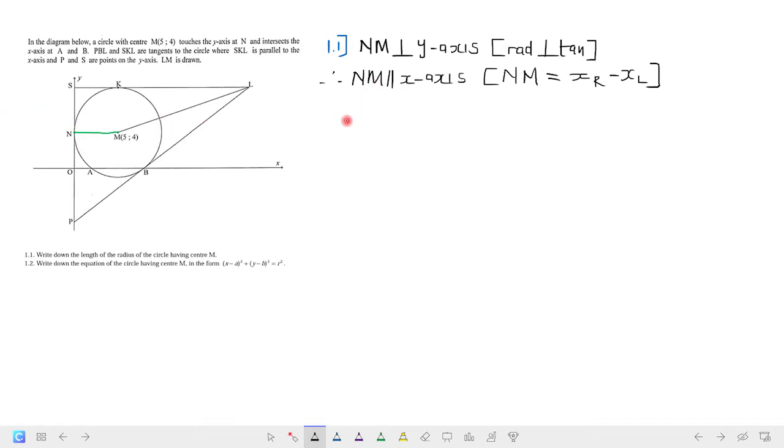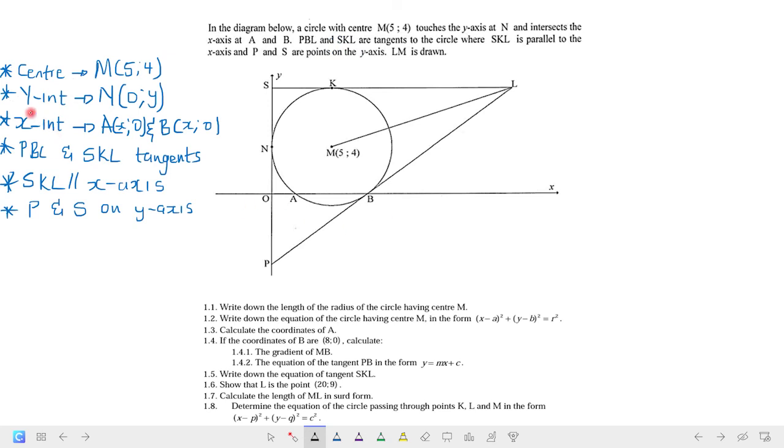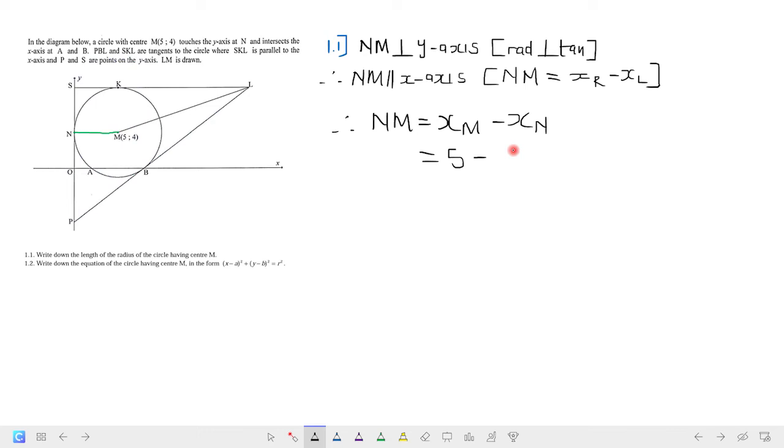So let's go ahead and do that. Now NM, which is the radius, is going to be xM, which is the x coordinate on the right, minus xN. So what is xM? xM is 5. What is xN? If you remember, previously we said that N was the y-intercept. It means its x value is going to be 0, right? So we say 0, and therefore 5 minus 0 gives us 5 units. And therefore this is our radius.